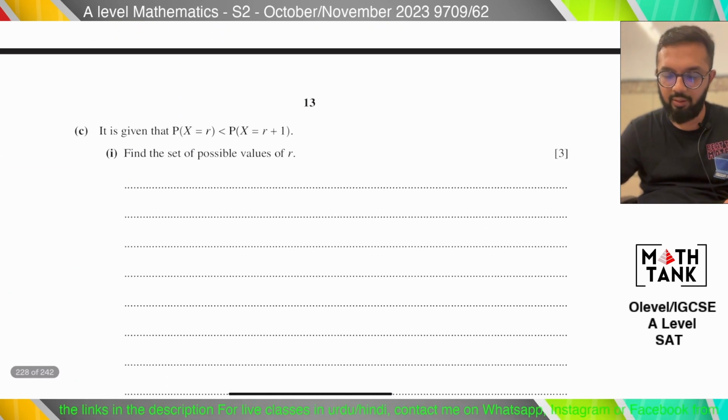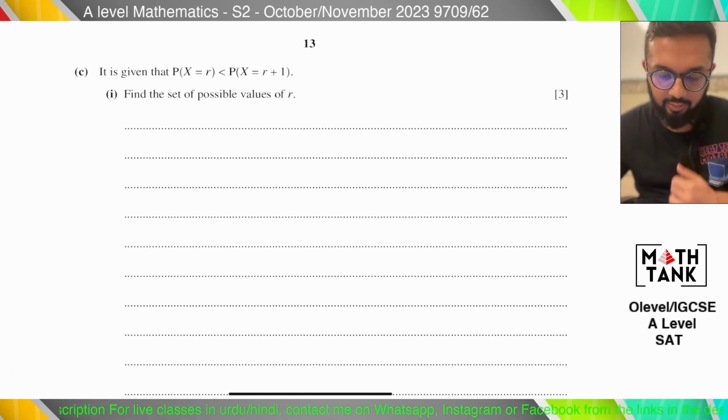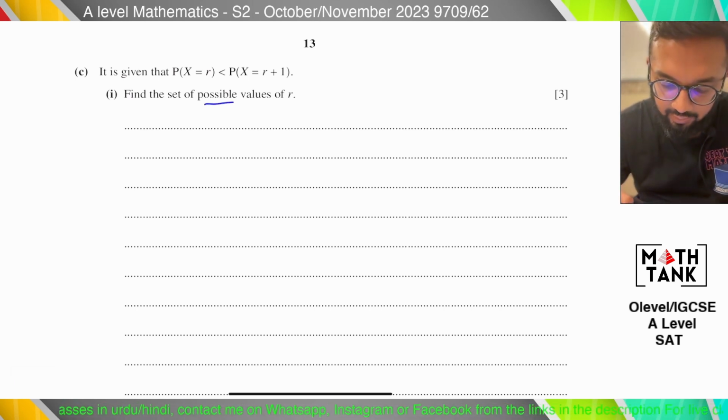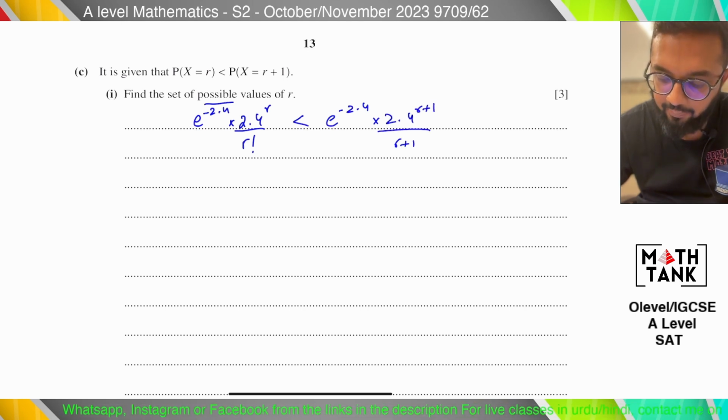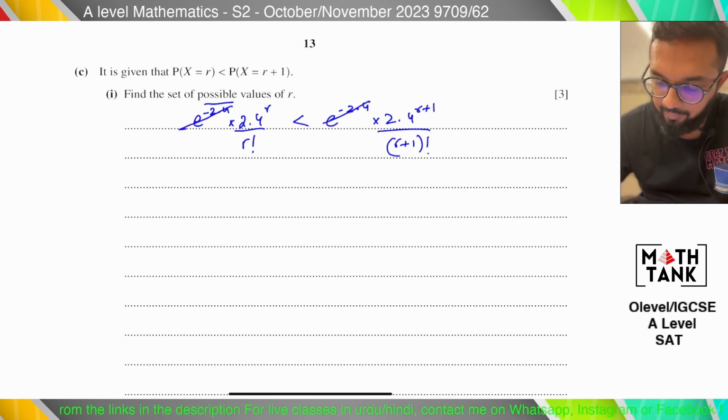Let's look at the last part. It says given that P(r) is less than P(r plus 1), find the possible values of r. So e power minus 2.4 into 2.4 power r over r factorial is less than e power minus 2.4 into 2.4 power r plus 1 over r plus 1 factorial. So this cancels out, and I could bring r plus 1 factorial here and r factorial here.